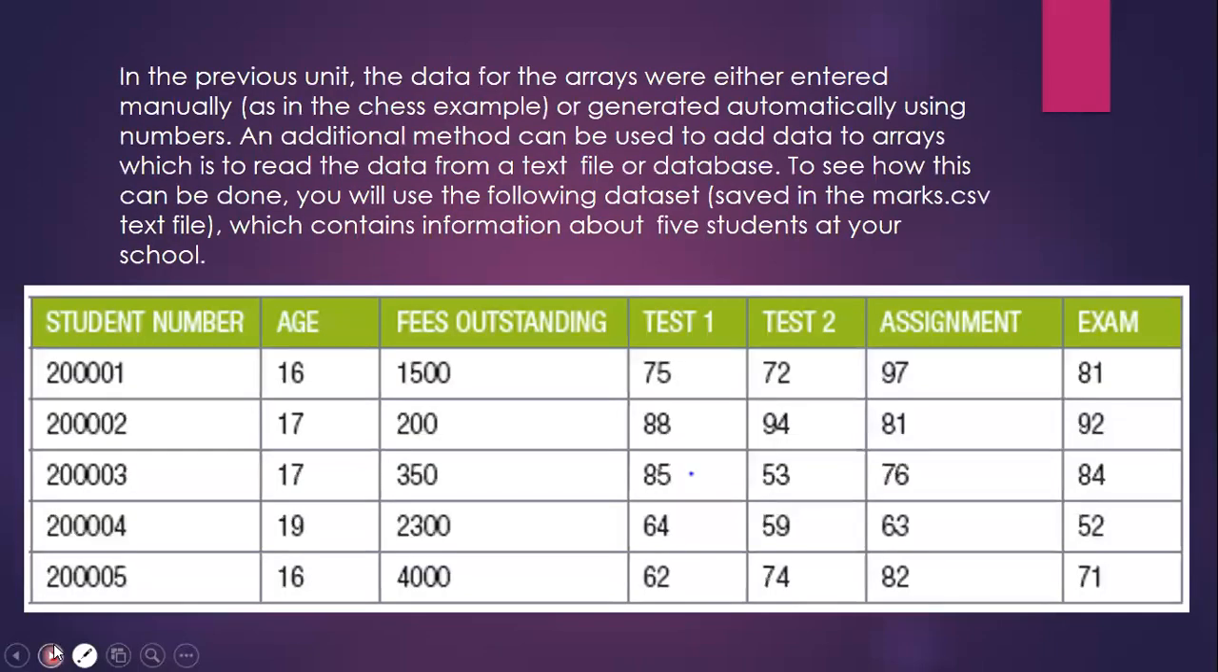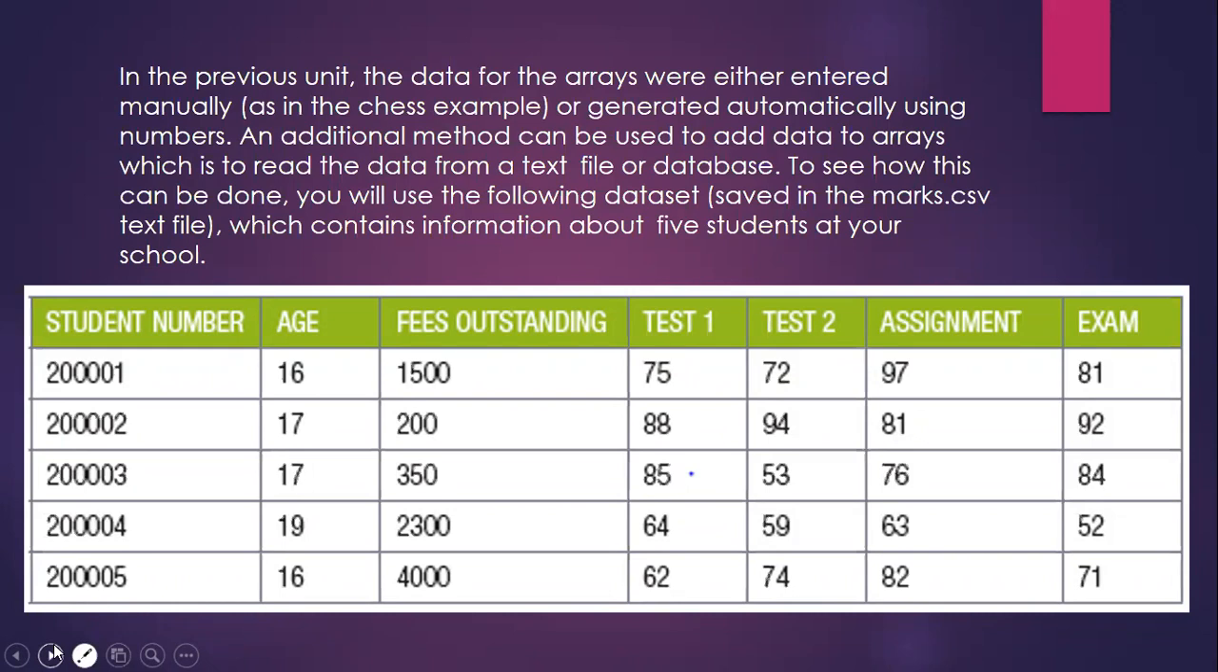Okay, so in the previous unit, the data for the arrays were either entered manually, as in the chess example, or generated automatically using numbers. There is an additional method that can be used to add data to arrays. What's nice about this is that if you do this method, you've done a slam dunk on two parts of your PAT. One is doing a text file, and two, using an array. So the additional way of doing it is to read the data from a text file or a database.